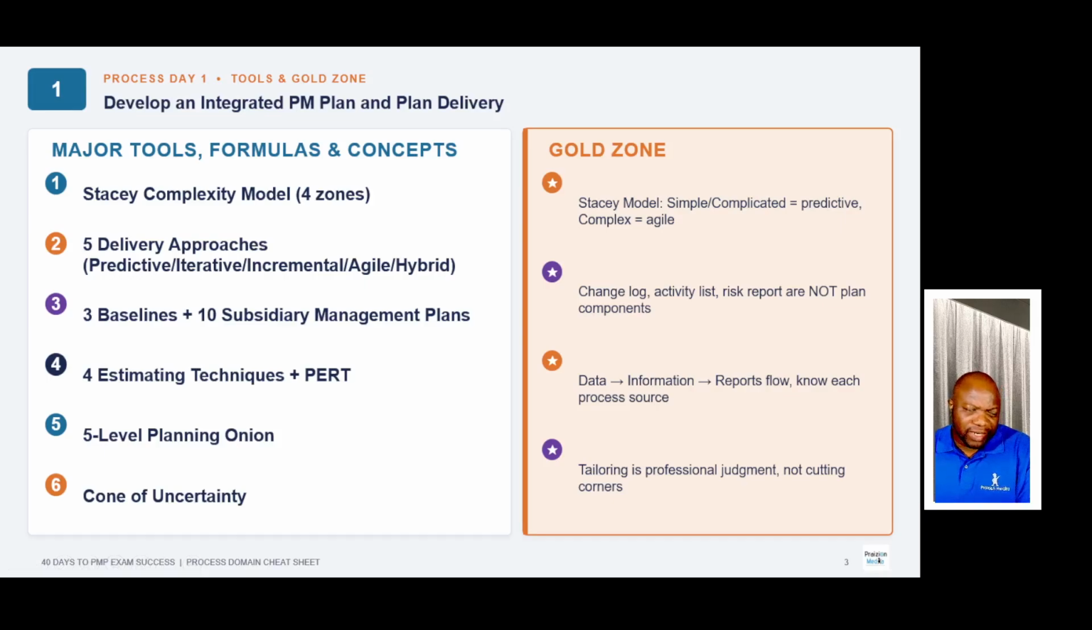Moving over to the next piece of day 1, if you're going on to the exam in the next week or so, please make sure you revise the Stacey model and know when to choose predictive or agile, depending on whether you're in a complicated or simple environment or a complex environment. Know your change log, the different processes that you go through before making any change. Understand the difference between data, information, and reports, and understand tailoring.